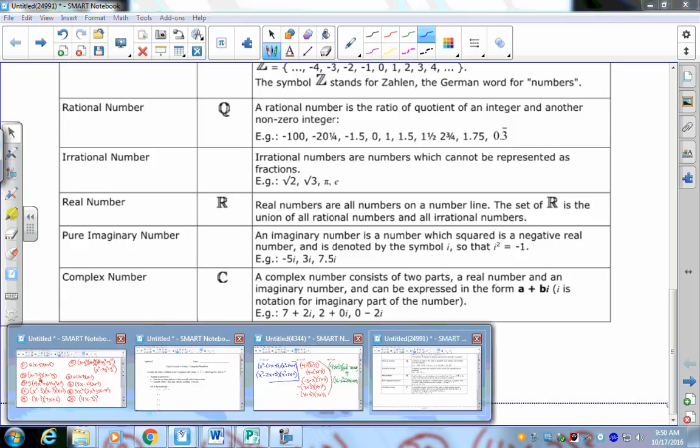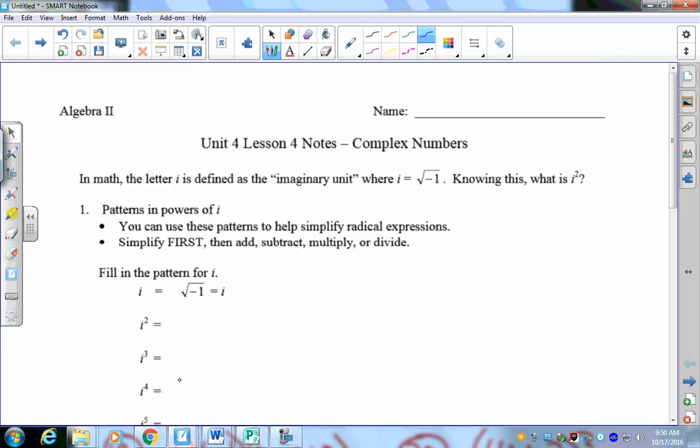Okay, so let's start talking about what is i and all that good stuff. In math, we say the letter i is defined as the imaginary unit. So i stands for the square root of -1. So if i is the square root of -1, we want to figure out what is i squared equal to? What is i cubed, etc., etc.